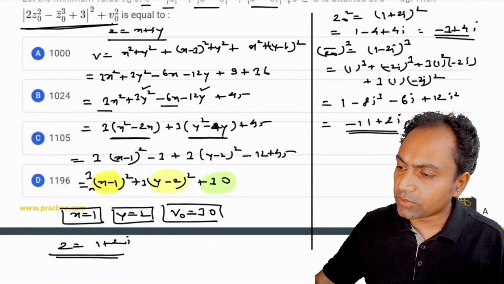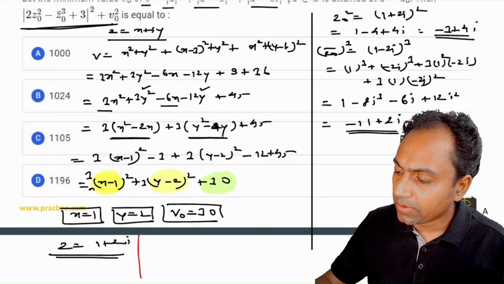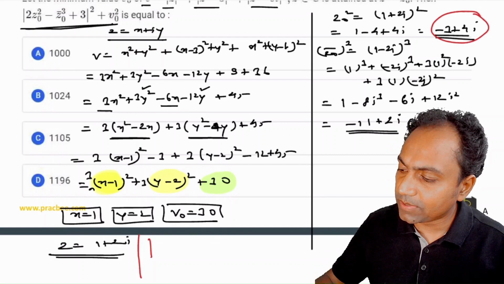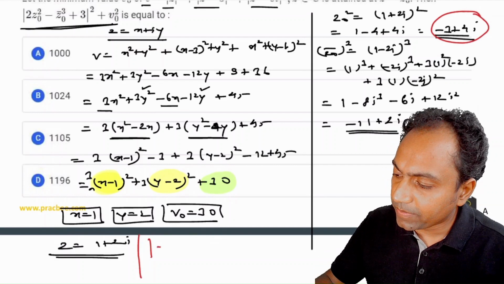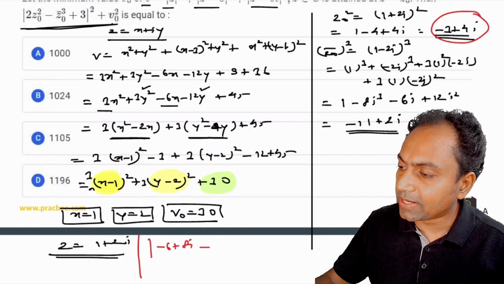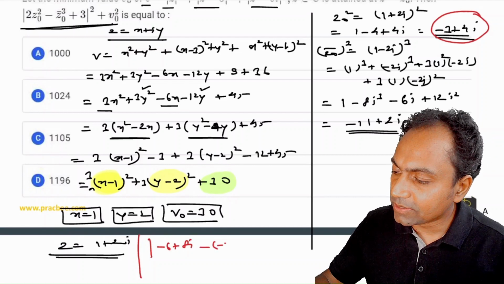The expression that was given to us was nothing but 2 times z naught square. So z naught square we have already figured out as minus 3 plus 4i. If I multiply by 2, it becomes minus 6 plus 8i. Then it talks about minus z naught bar cube. So that is minus 11 plus 2i.